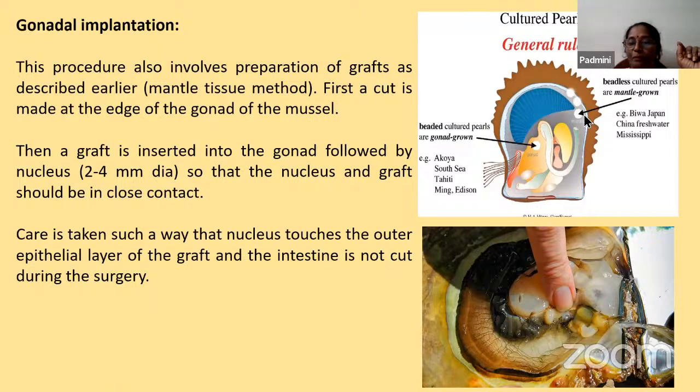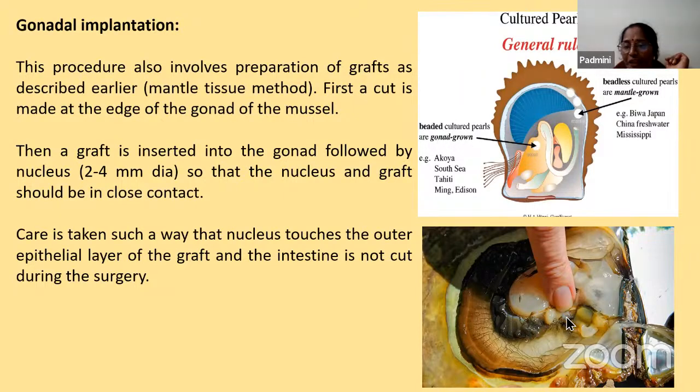If you check this particular oyster over here, you can see this part is the gonad, the orange color part is the gonad that you're going to talk about, the mantle, then the different organs that you can find over there. And this you can mostly see in the Tahiti beach, or Tahiti Sea. So the beaded cultured pearls are gonad grown.